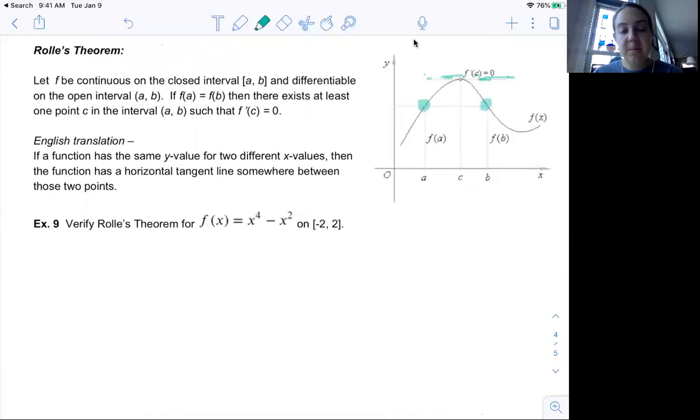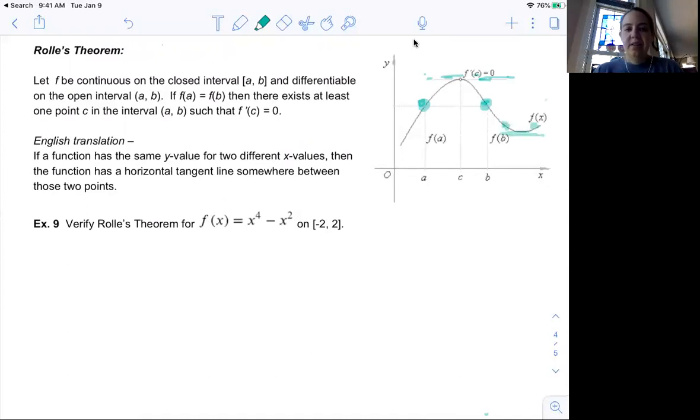So it could be a maximum, it could be a minimum, it could be more than one. You could have multiples. So if you have two y values, you have to have a horizontal tangent line somewhere. It's the idea of whatever comes up must go back down. The same would be true in the other direction. If we looked over here, between these two, they have the same y value. Down here, you have a horizontal tangent line. So it could be max or min.